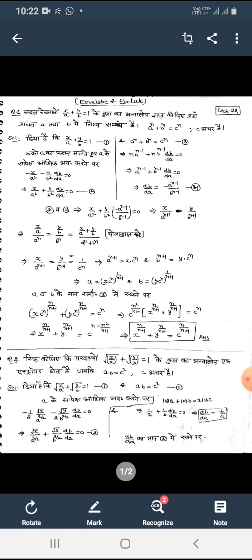Solution: we are given that under root x upon a plus under root y upon b is equal to 1, equation number 1, and ab is equal to c square, equation number 2.